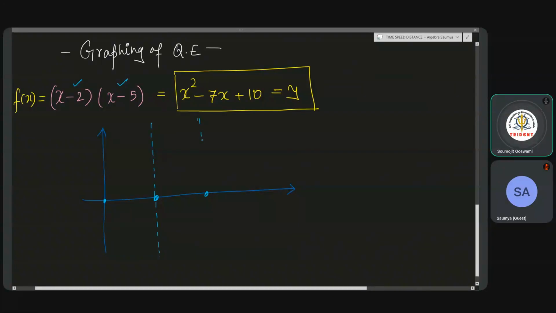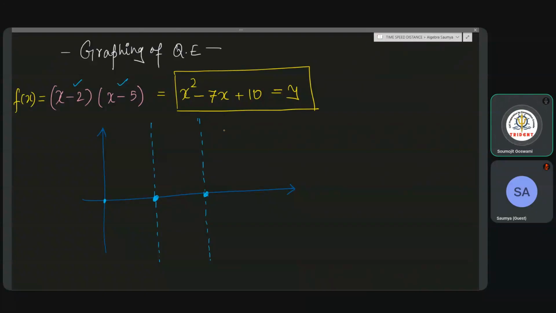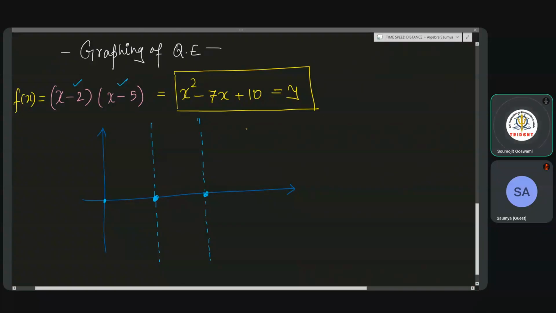attention. Just by the virtue of these two critical points, and I will always call these the critical points, I have divided the entire xy plane into three regions. The first region is x greater than 5. So 2 comma 5 are the two points. One of the regions is x greater than 5, so any point in this region has x greater than 5. The other region is between 2 and 5.